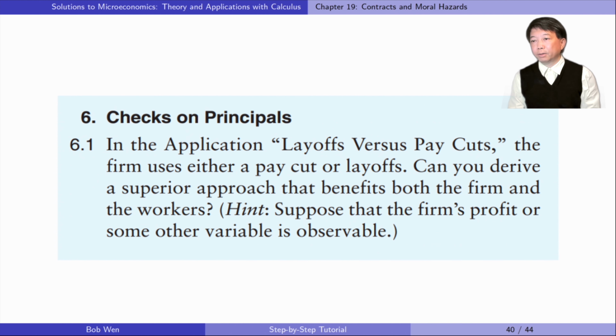Let's jump to exercise 6.1. In the application, layoffs versus pay cuts, the firm uses either pay cuts or layoffs. Can you derive a superior approach that benefits both the firm and the workers?